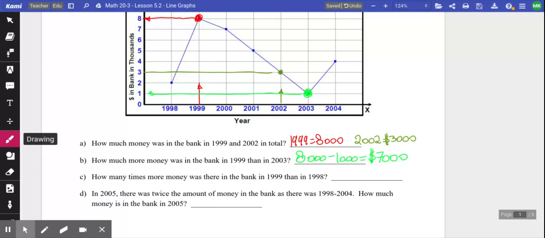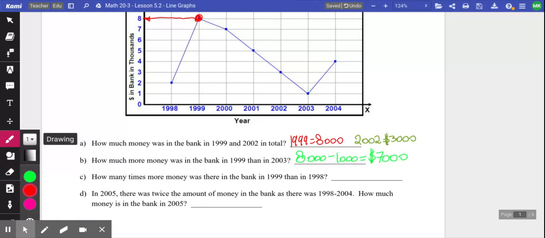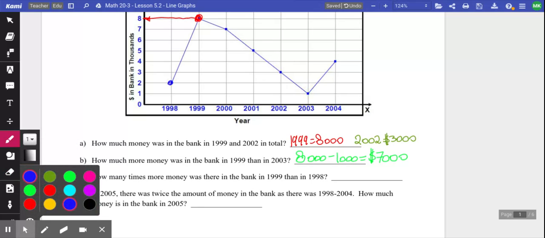Question C, how many times more money was there in the bank in 1999 than 1998? So if we look at 1999, it's 8,000. 1998 is here. It was 2,000. How many more times? That would be 8,000 divided by 2,000, which would tell you how many times bigger it was. It was 4 times bigger.